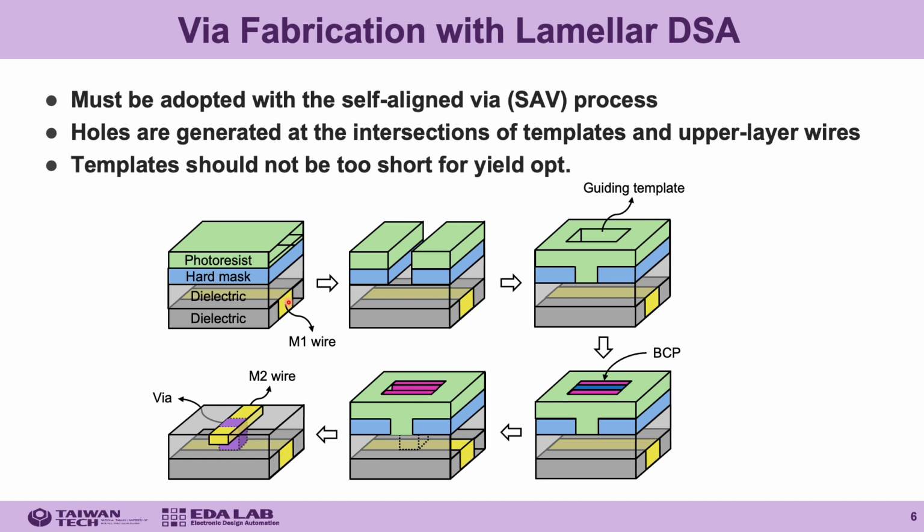After the M1 wire is done and the trench of the M2 wire is made, a guiding template is formed. By filling BCP material and removing the minority monomer, you can see that the trench of the via can be produced at the intersection of the M2 trench and the template trench. And finally, the metal material can be filled into the via trench and the M2 trench simultaneously to get the result in the last figure.